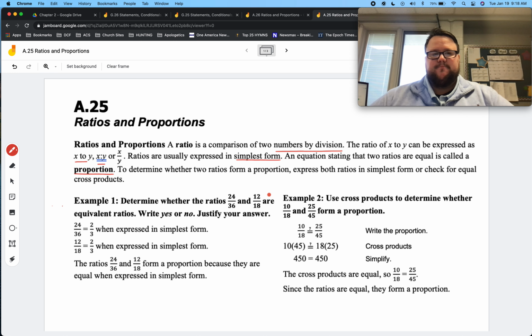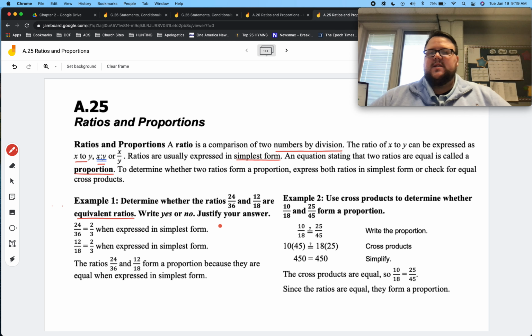To determine whether two ratios form a proportion, express both ratios in simplest form or check for equal cross products. So example 1, determine whether the ratios 24 over 36, 24 to 36, and 12 to 18 are equivalent ratios. Right, yes or no, justify your answer.